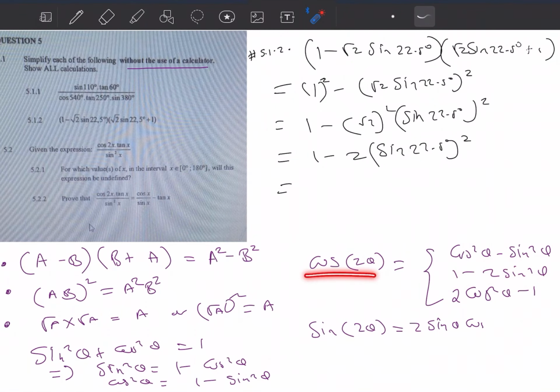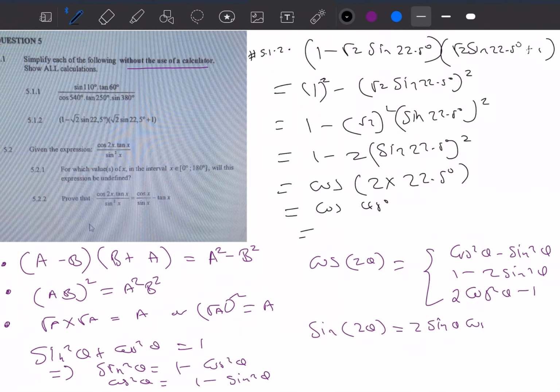So your answer is cos 2 theta. Remember, theta here is 22.5. So our answer is cos of 2 times 22.5 degrees. And 2 times 22.5 degrees, what is that? 2 times 22.5 degrees is 45. So you have cos 45 degrees.